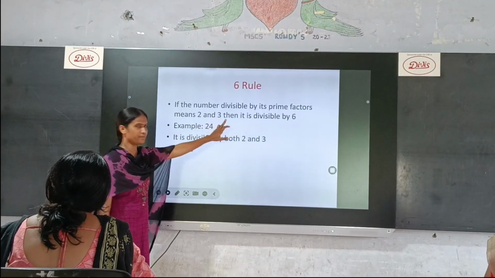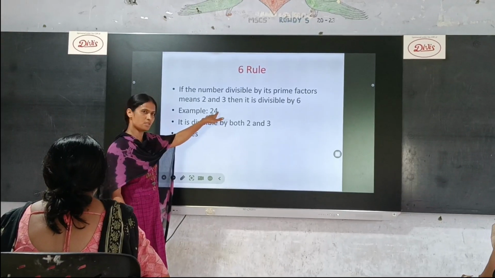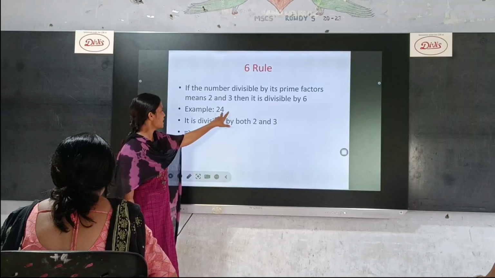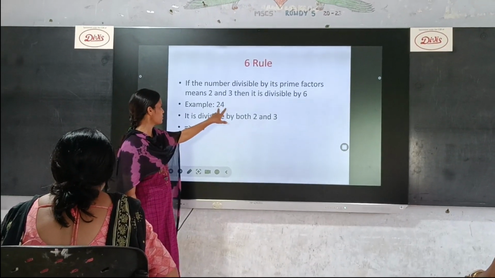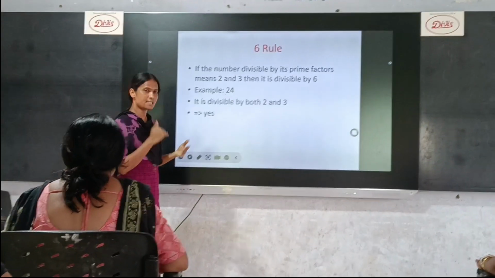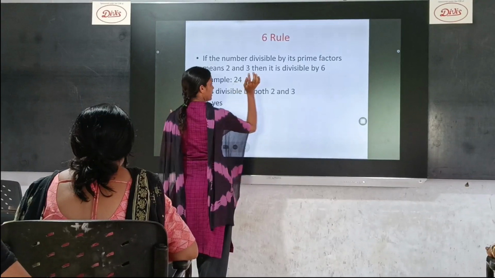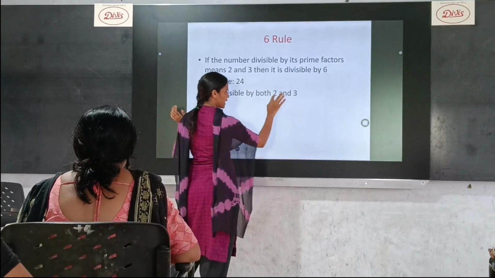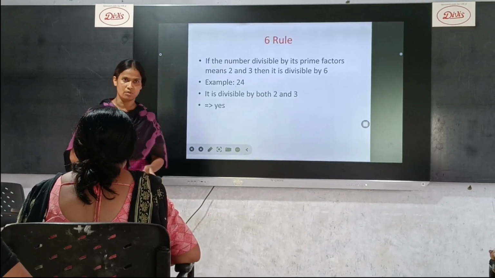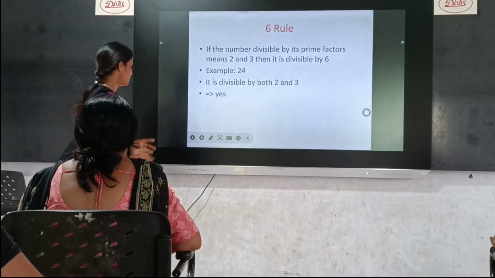If that number follows these 2 properties, then it is divisible by 6. For example, 24. Here the ones place is 4, so it is divisible by 2. And the sum of the digits, 2 plus 4, is 6. That is also divisible by 3. So this number follows the second rule and third rule. Therefore the 6th rule is also applicable. Okay. There is no particular formula for the 6th.